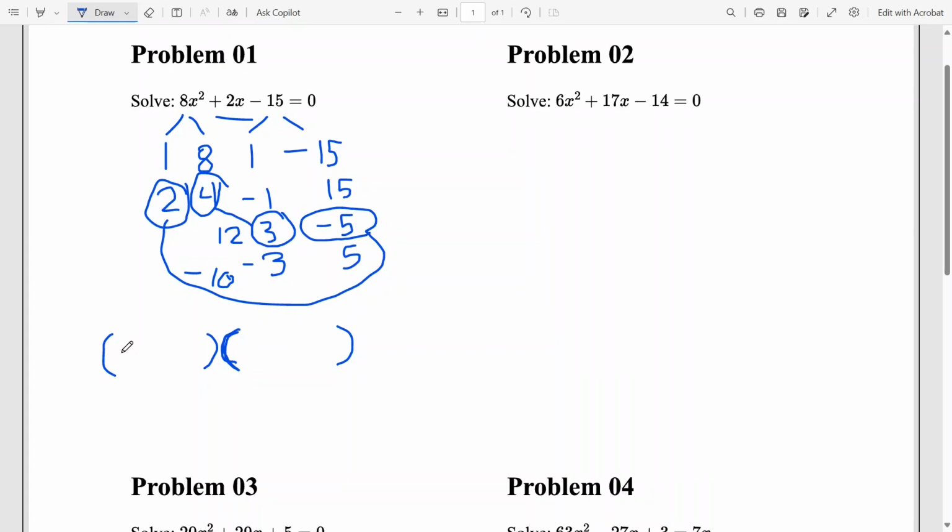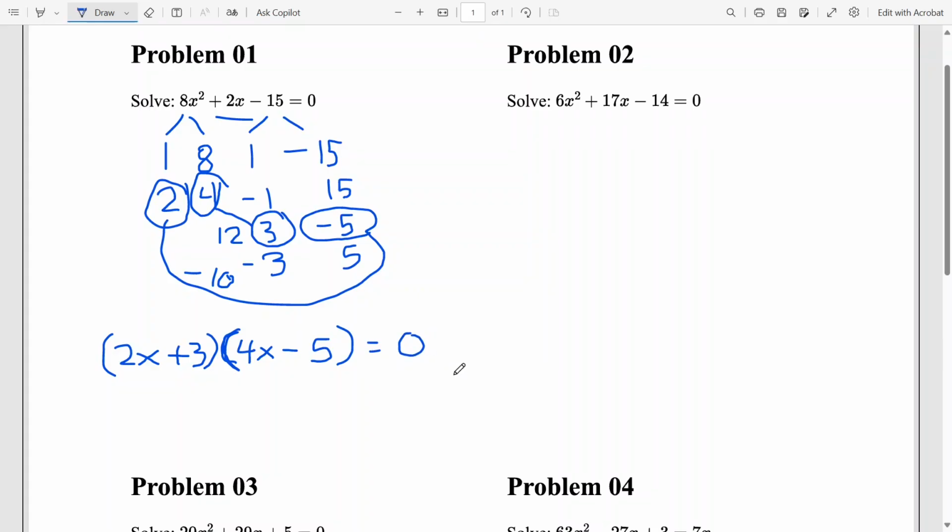Okay, so we got 2x here. Got 4x here. We want the 4 to be multiplied by a positive 3, so we're going to put the plus 3 on the inside because the inner terms multiply. And we want the 2 to be multiplied by negative 5. So we're going to put a minus 5 on the outside because the outer terms multiply. That's going to be set equal to 0.